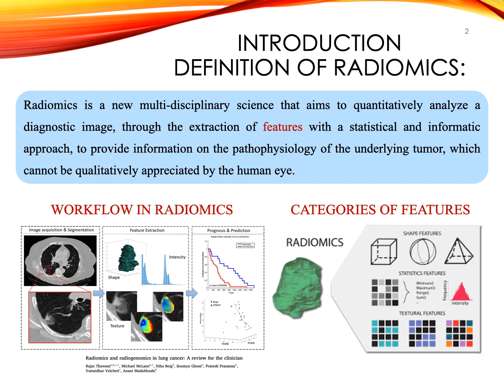Radiomics is a multidisciplinary science that aims to quantitatively analyze diagnostic images to provide information on the tumor pathophysiology, which cannot be qualitatively appreciated by the human eye. This is done through feature extraction. Radiomics features are mathematical descriptors calculated through a statistical analysis of the spatial distribution of voxels of different intensity within the image. The radiomics workflow includes the following steps.